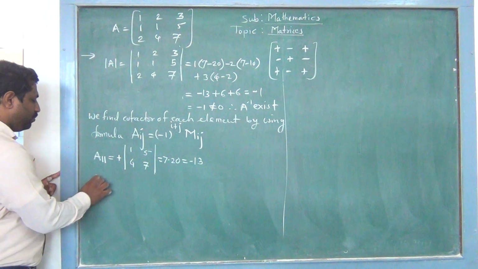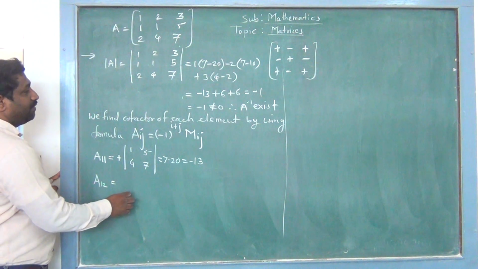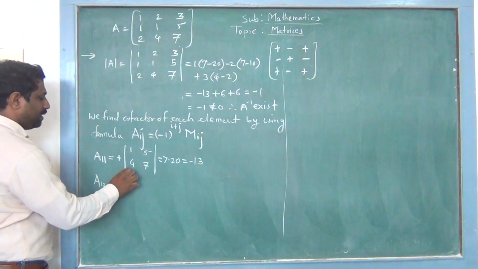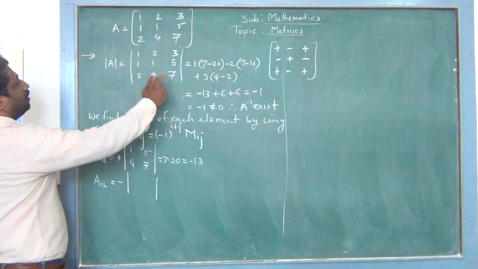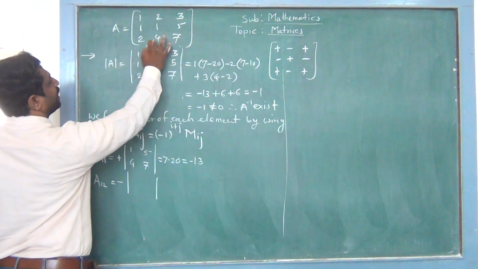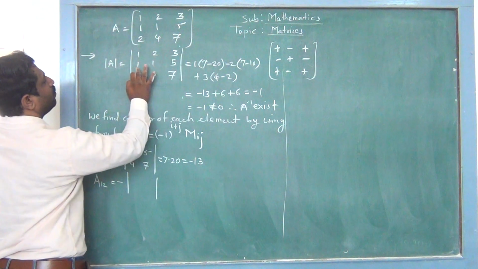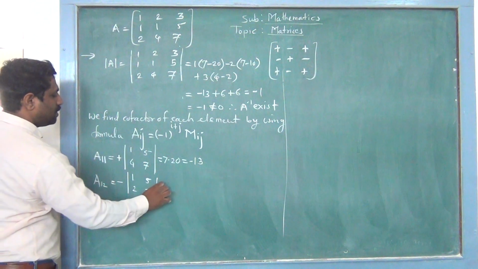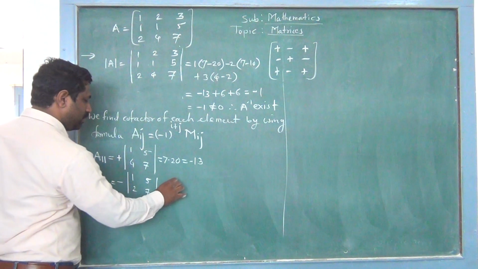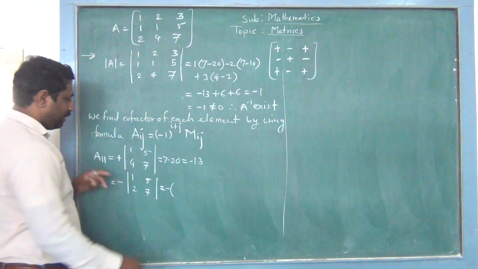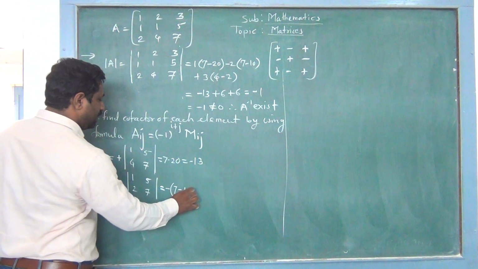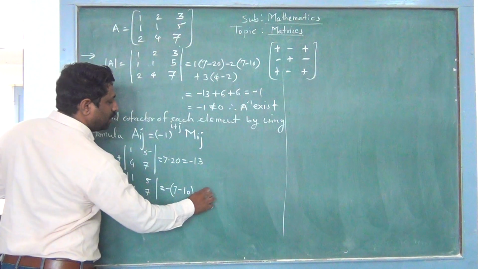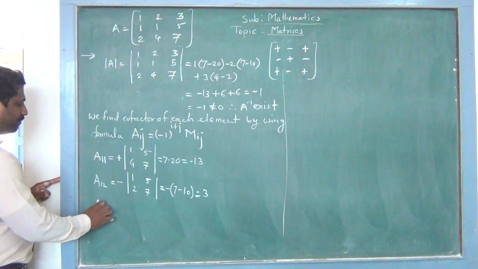Next, A12 has sign minus, since it is in the first row, second column. So we take the minus sign. Deleting the first row and second column, we get 1 5 2 7. Now solve this: 7 minus 10 is minus 3, and minus 3 into this minus becomes plus 3.